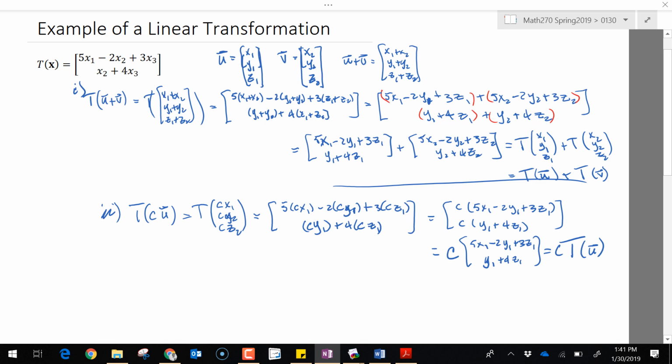So the string of equalities here will lead us from the first thing that we want, where we multiply the vector in the domain by a scalar, and that's the same thing as taking your transformation of the vector and then multiplying that by the scalar. Okay? So this is an example of proving that something's a linear transformation. You should probably expect this on the test since we're spending a lot of time on it.